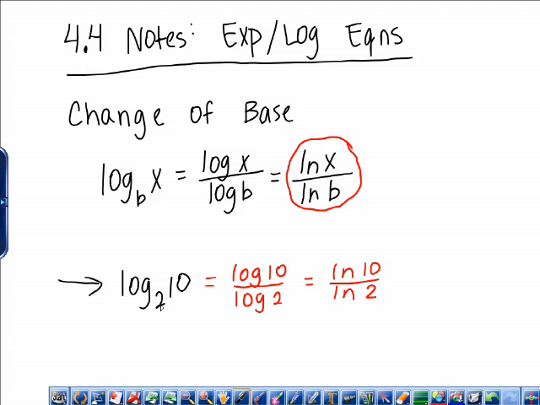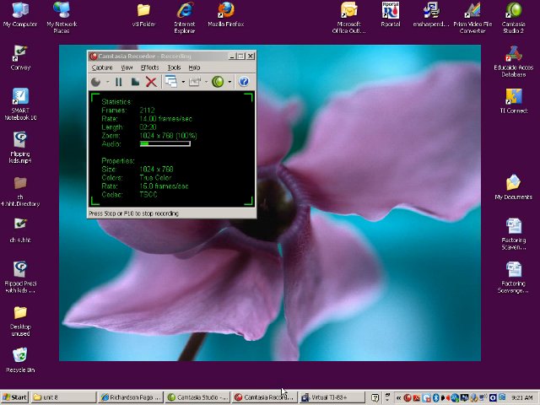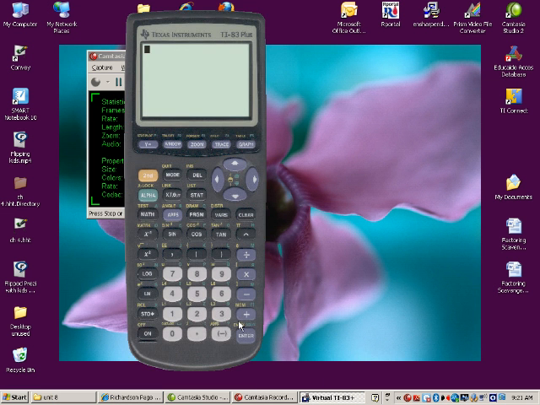But by the way, let's estimate what this is about. So we know that 2 cubed is 8, so I know it's somewhere between 3 and 4. 2 cubed is 8, 2 to the 4th power is 16, so it's somewhere between 3 and 4. We can estimate just by doing simple powers like that. Okay, so let's use the calculator to find it exactly.